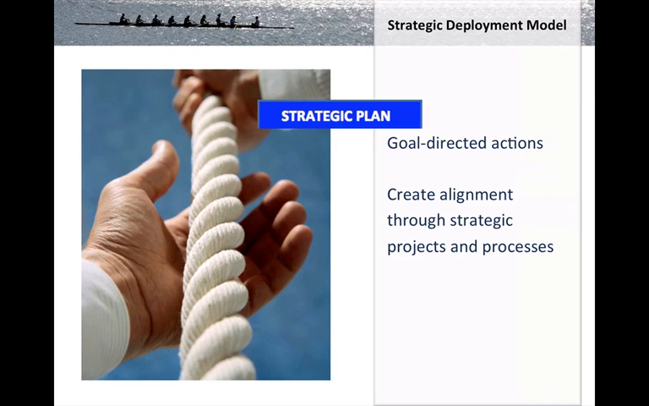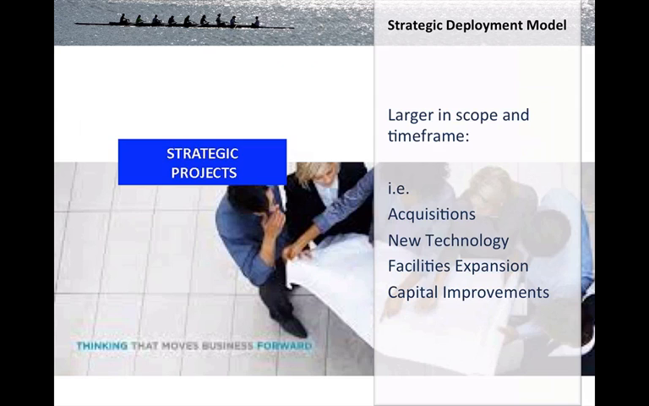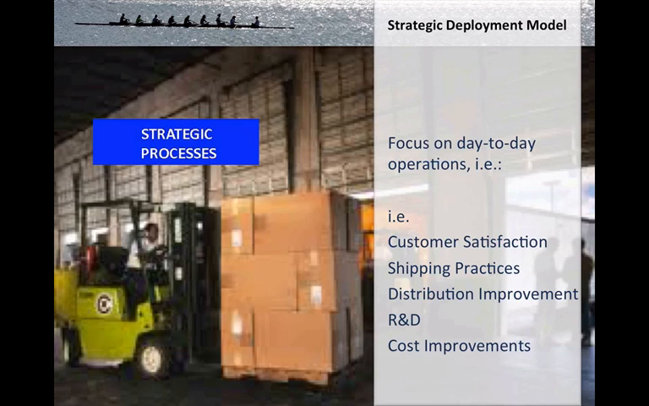These plans tend to be comprised of strategic projects and processes. A strategic project might focus on an acquisition, new technology buy, facilities expansion, or capital improvement project, such as buying a new computer system or a machining center. Whereas a strategic process might focus on improving customer satisfaction, shipping practices, or modifications to the distribution network. Typically, these tend to focus on the day-to-day running of the business.